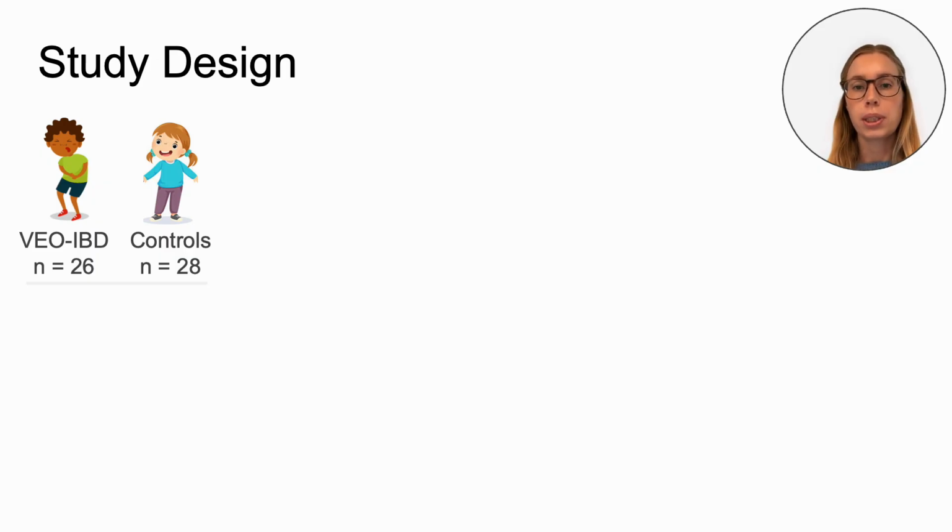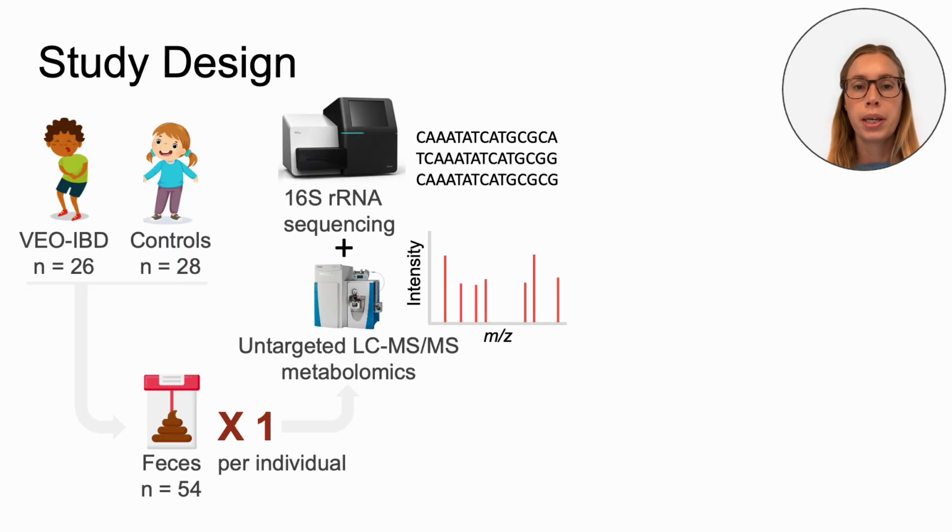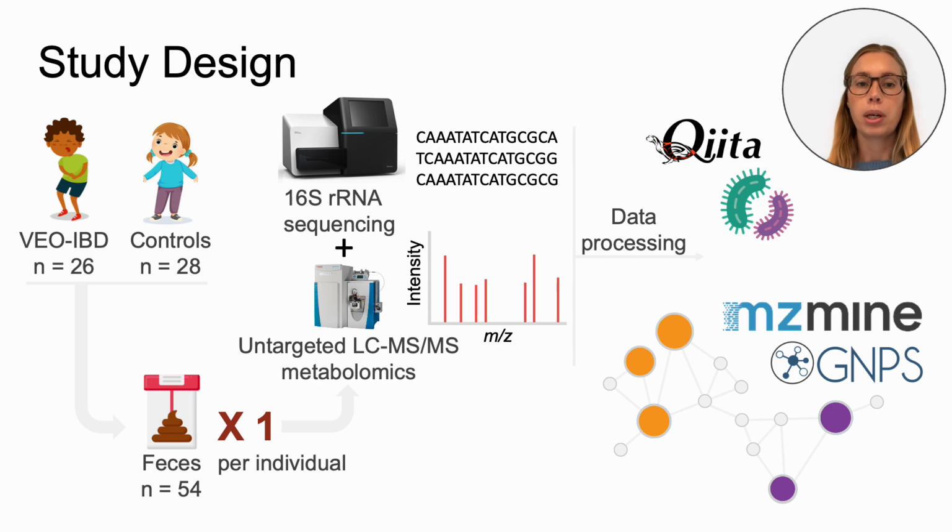So we recruited 26 patients diagnosed with VEO-IBD and 28 sex and age-matched controls. And we then collected one fecal sample from each participant. And the fecal metabolome and microbiome were profiled using untargeted metabolomics and 16S gene sequencing. And we then processed data using our standard pipeline, which includes Cheetah for microbiome analysis and MCMine and GMPS for the metabolomics, before we did downstream analysis.